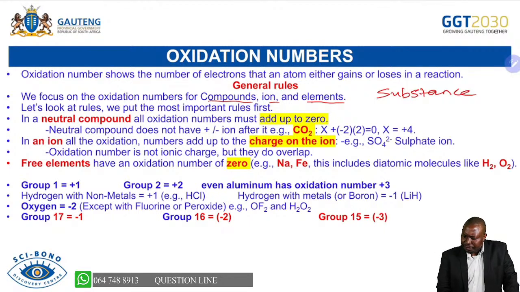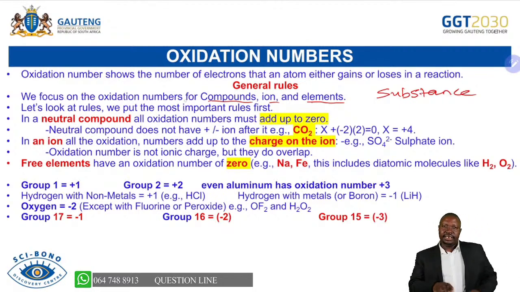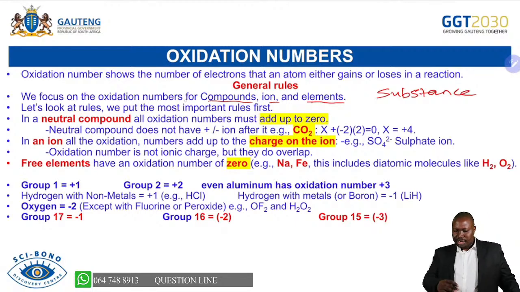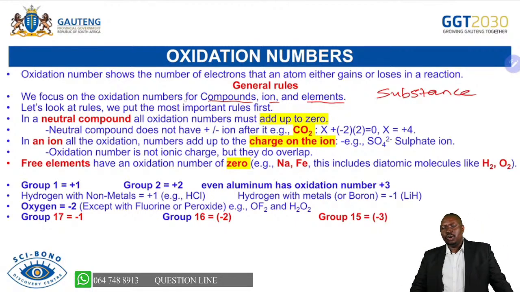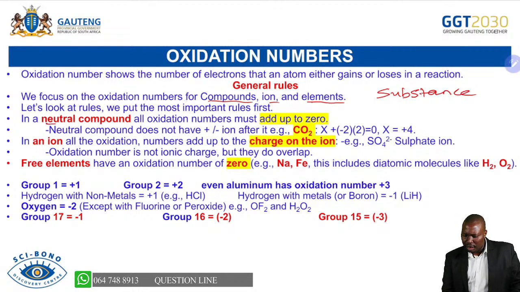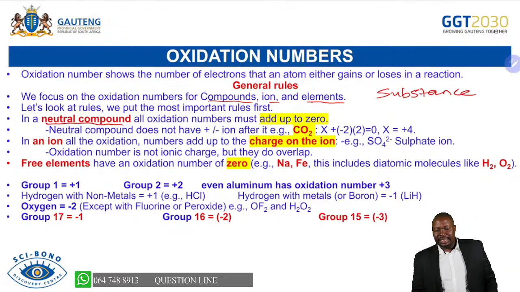Now, what are we saying? We are saying, let's look at the rules. We put the most important rules first. So in this slide, I'm trying to show you the order, in terms of which one is more important. For example, the first one that is very much important is a neutral compound. When you have a neutral compound, all oxidation numbers must add up to 0.